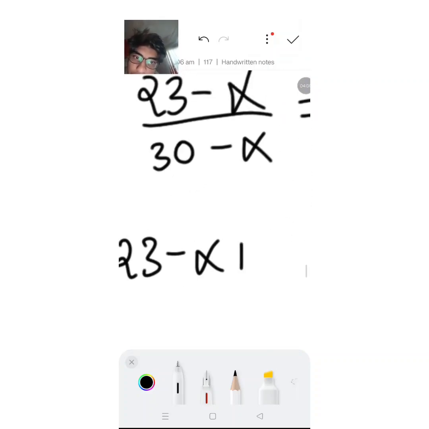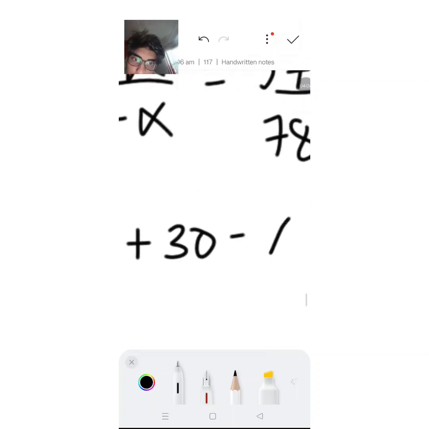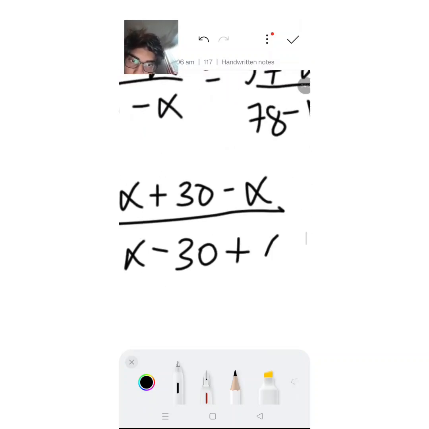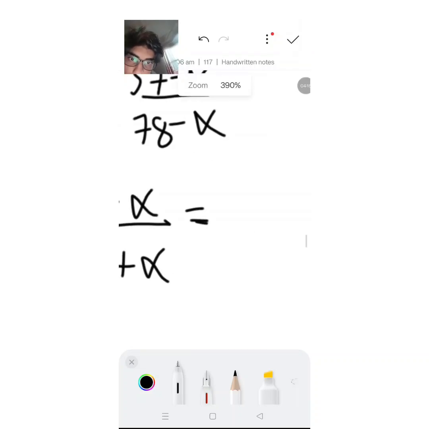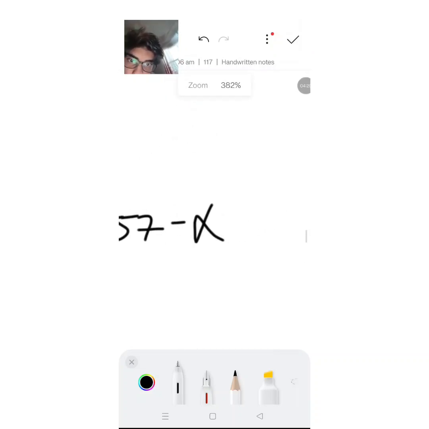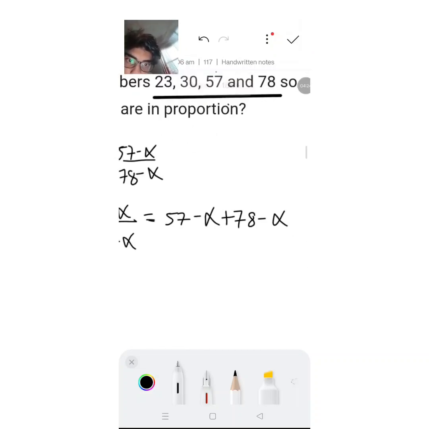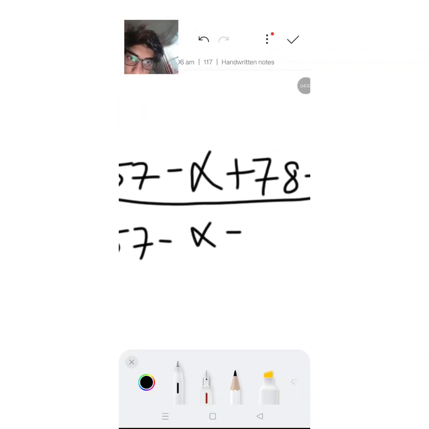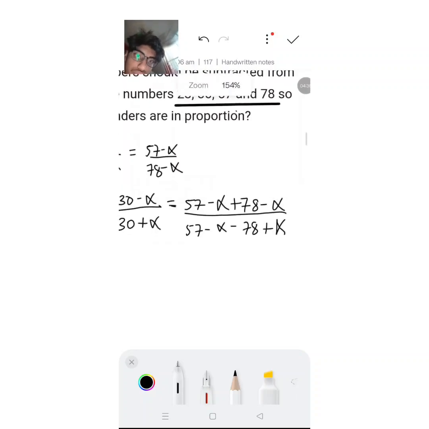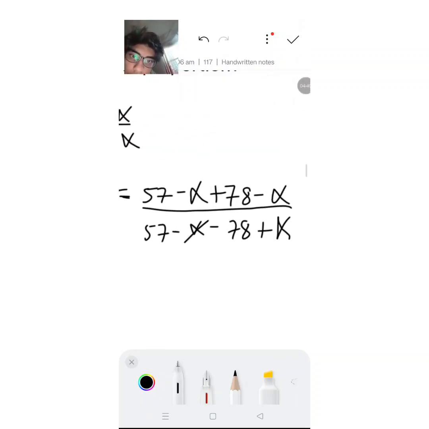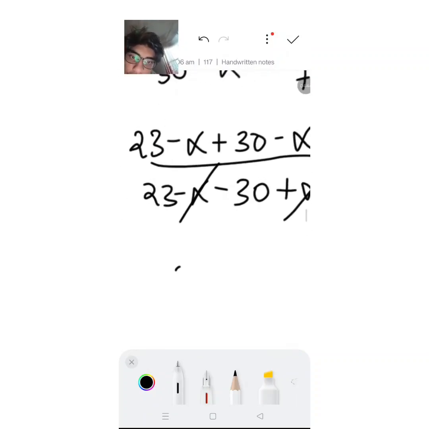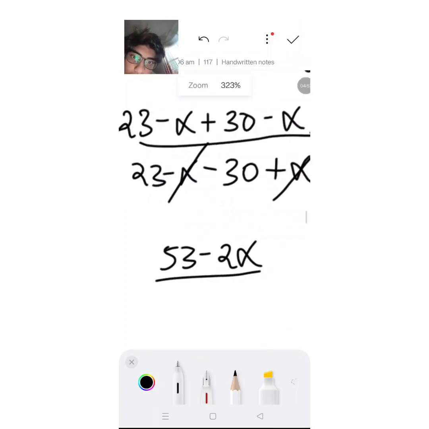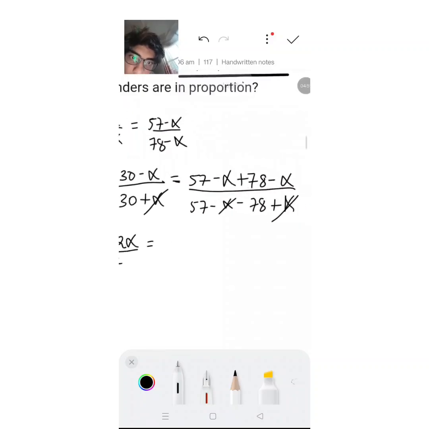23 minus alpha plus 30 minus alpha, divided by 23 minus alpha minus 30 plus alpha, equates to 57 minus alpha plus 78 minus alpha, divided by 57 minus alpha minus 78 plus alpha. Remember the signs change, okay, because there's brackets over here. This cancels off with this and this also cancels off with this. 23 plus 30, 53. 53 minus 2 alpha over 23 minus 30, negative 7. This is going to be equal to what?